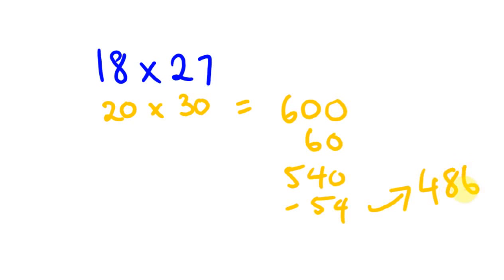So what we do is the same thing. We can round it up. When we round up both, we have to take off 10% twice.